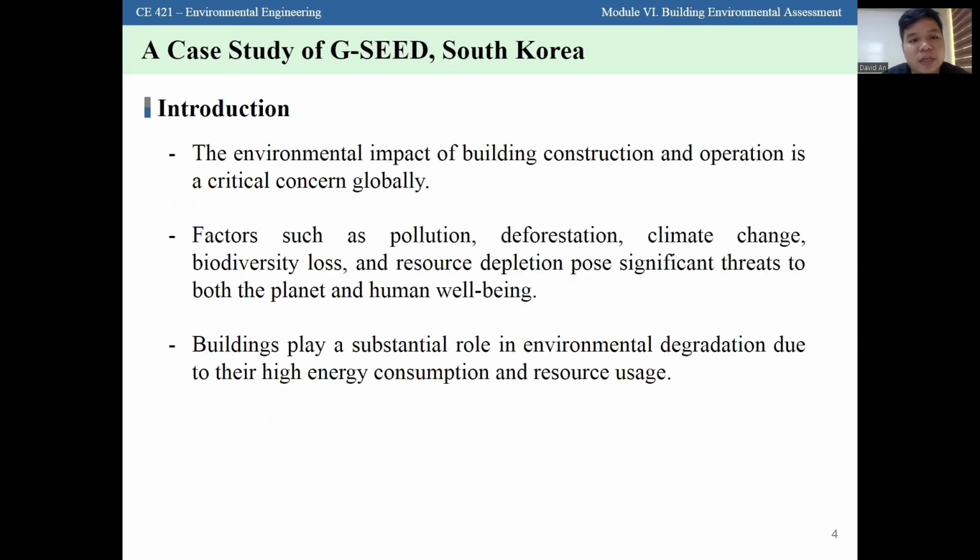So in this case, let's move to the introduction. As we know, the world is now facing environmental impact caused by a lot of factors such as pollution, deforestation, climate change, biodiversity loss, and resource depletion that significantly threaten the planet and also the well-being of humans. And among these reasons, building plays a vital role in environmental degradation due to its high energy consumption and resource usage.